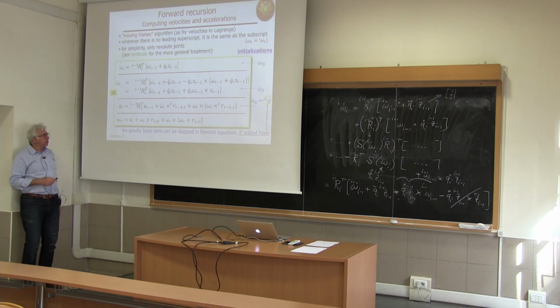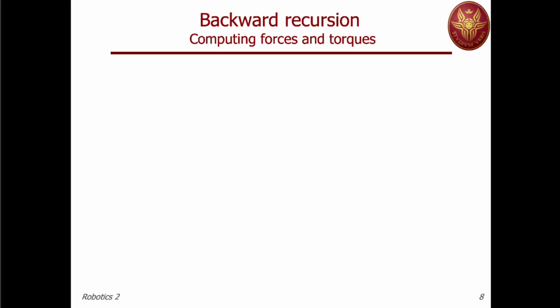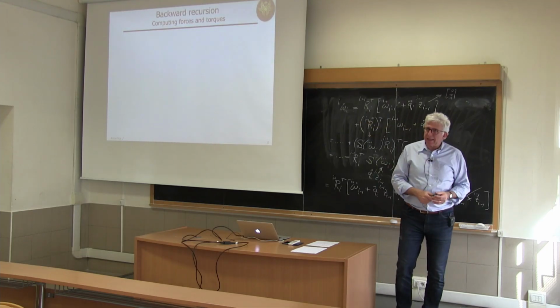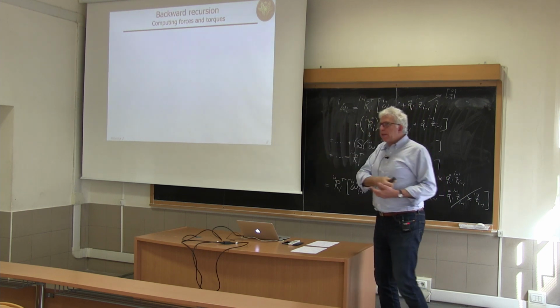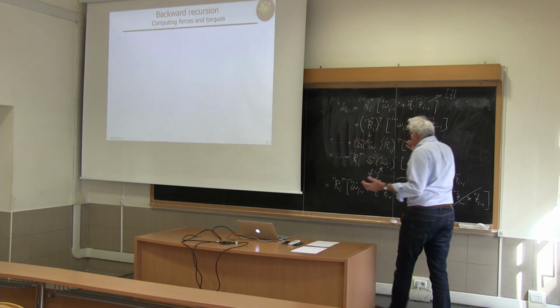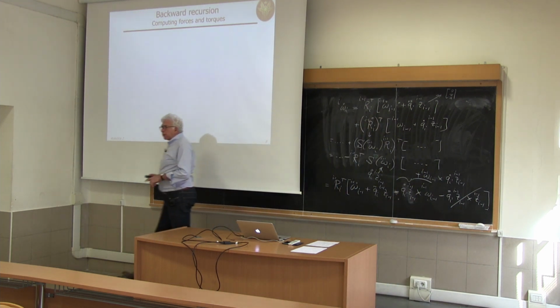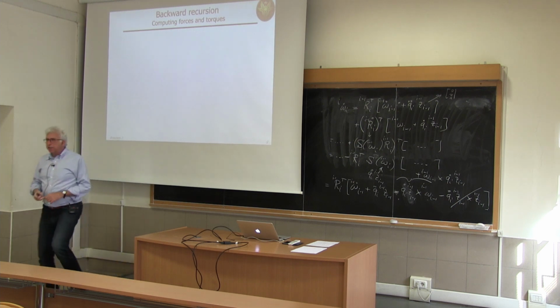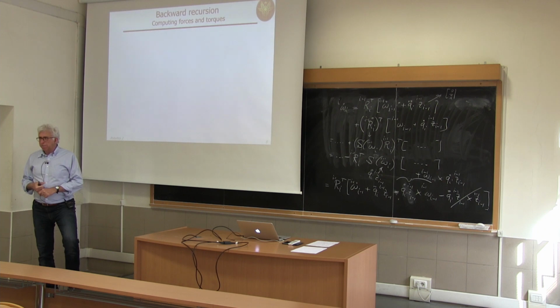I put the note here later on. So this was the forward recursion. Okay, the forward recursion, we will go from base 0, where we initialize things, to link 1, link 2, up to link n. So now we know all the kinematic quantities of the single bodies constituting the manipulator. In particular, the angular velocity omega_i, the angular acceleration omega_i dot, and the linear acceleration a_ci of the center of masses, for i going from 1 to n.